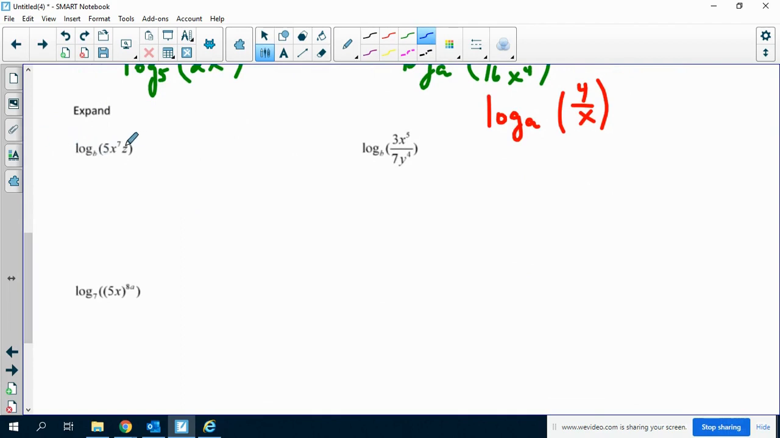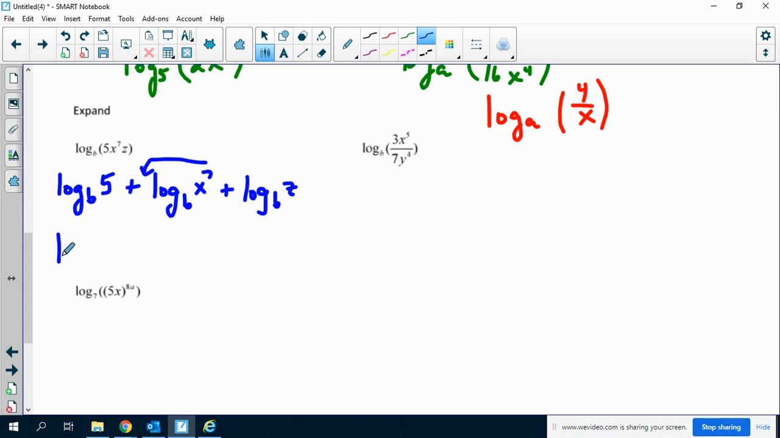So log base b of 5, x to the 7th, z, all of these things are multiplied on the inside. That means I can turn them into pluses with separate log base b's. So log base b of 5 plus log base b of x to the 7th plus log base b of z. And then the final thing I'm going to do is take this 7, that's an exponent, and turn it into a number that's being multiplied on the outside by the power rule. So log base b of 5 plus 7 log base b of x plus log base b of z.